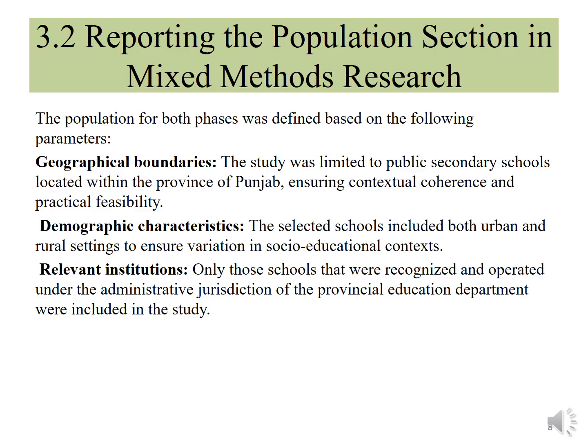Second thing, we describe demographic characteristics. See, the selected schools included both urban and rural settings to ensure variation in socio-educational context. So, the demographic characteristics are there. Thirdly, the relevant institutions. Only those schools that were recognized and operated under the administrative jurisdiction of the provincial education department were included in the study. So the description of relevant institutions is also there.